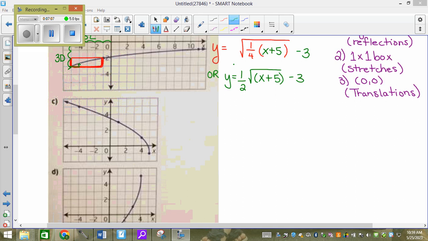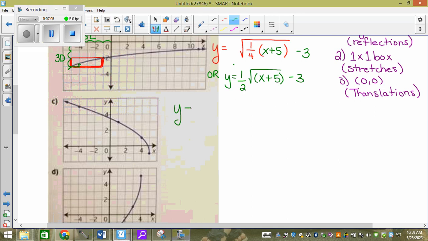So let's look at the first one. Is it up and to the right? It's up and to the left. So where was the reflection on? The y-axis. So I have a negative with my x, right?